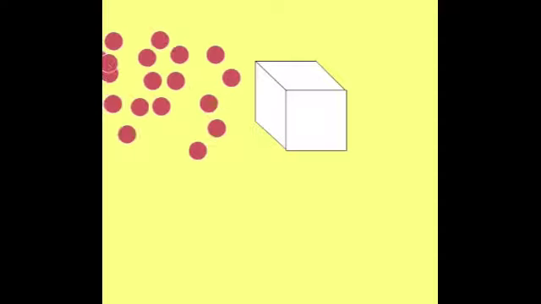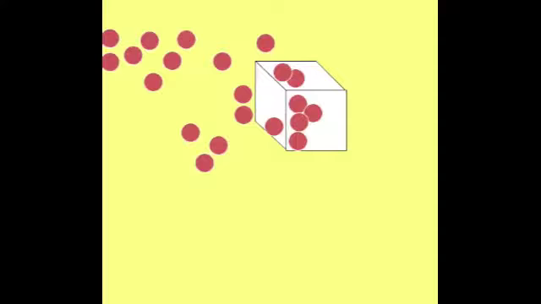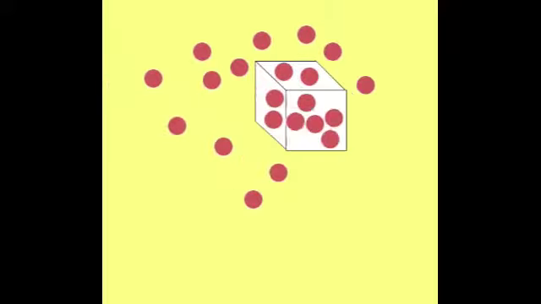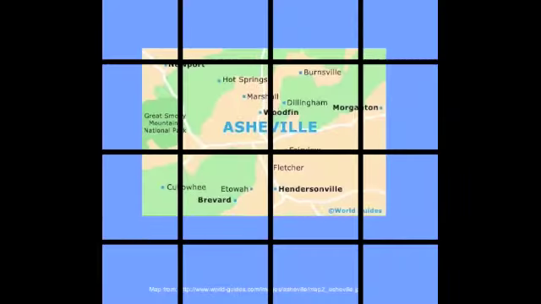Now let's look at an example of what density is. See how the molecules are further apart in the air, but in the cube they are bouncing around closer together? That is because the cube is more dense than the air around it.